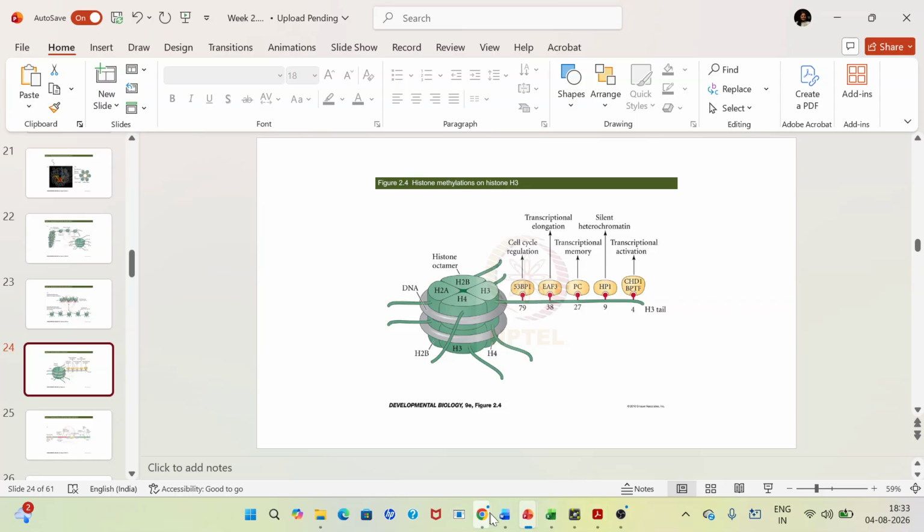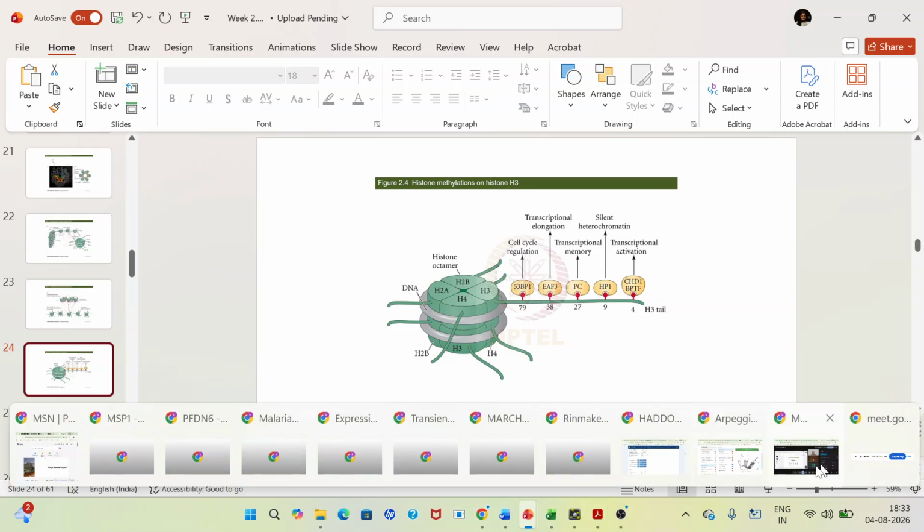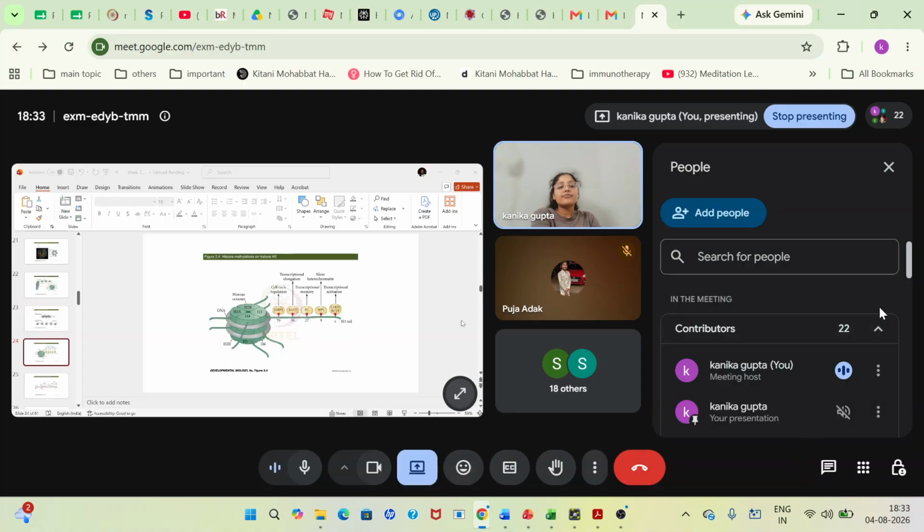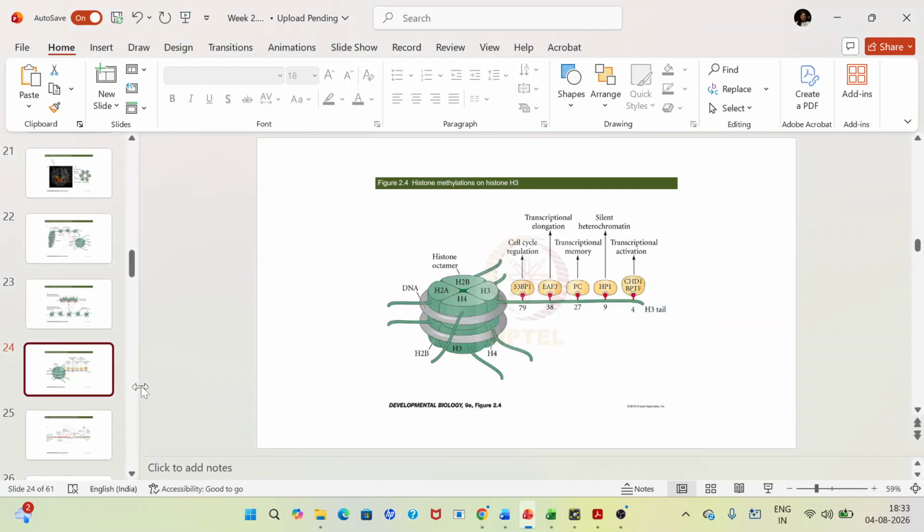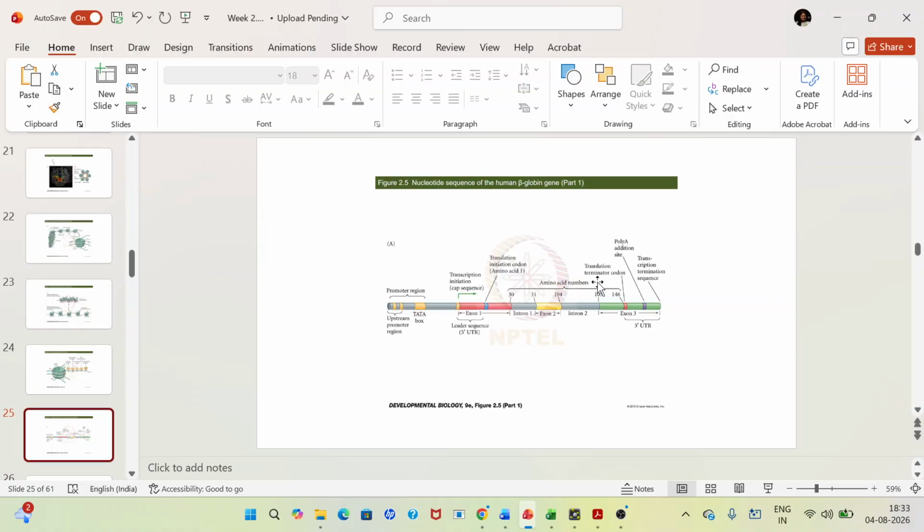So every methylation has its own role. It is not a very random process. It is all a very calculated and well-informed kind of process. It is not like methylation will happen wherever it feels like. No, it's not like that. It is very well regulated.